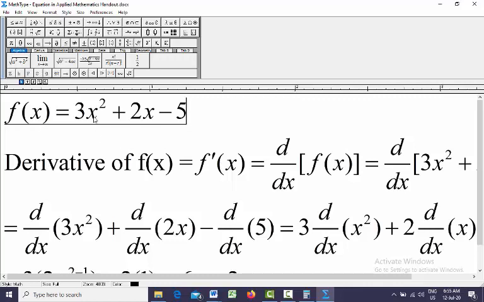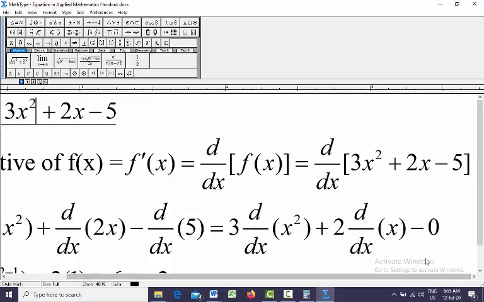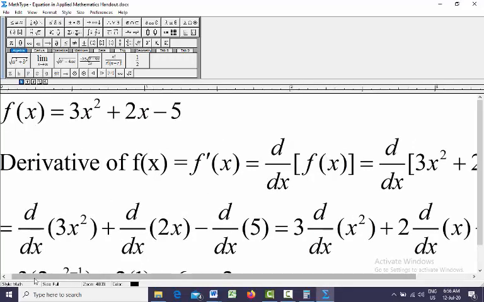We have 3x square plus twice x minus 5. This is the function, and you can see there is a plus, there is a minus, so you need to separate each part. So first part is 3x square, second part is twice x, and third part is 5. As I said before, this 3 is in multiplication with the variable, so this 3 is coefficient. It has to come out. So we have only x square.